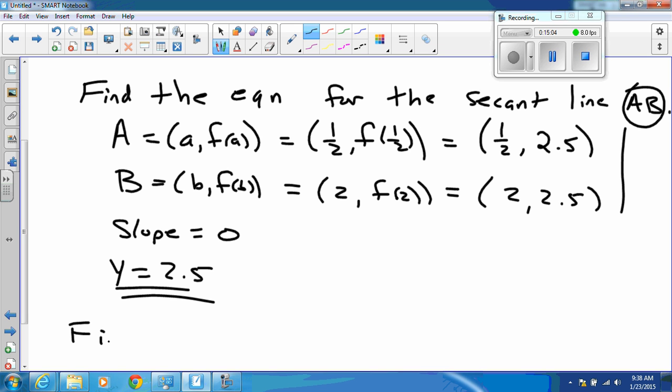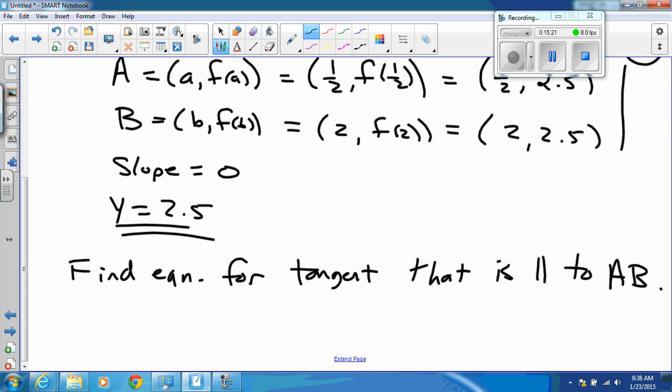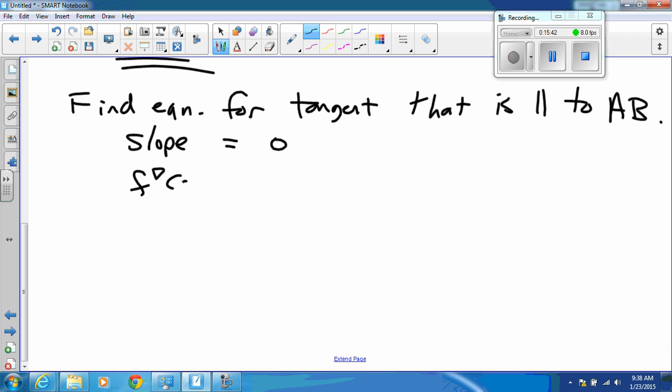They want us to find the equation for a tangent line that is parallel to the line AB. So what do I need? I need slope, that's right. And the slope is equal to 0 because AB has a slope of 0. And where do I find the slope of the tangent line? Bingo, that's right.